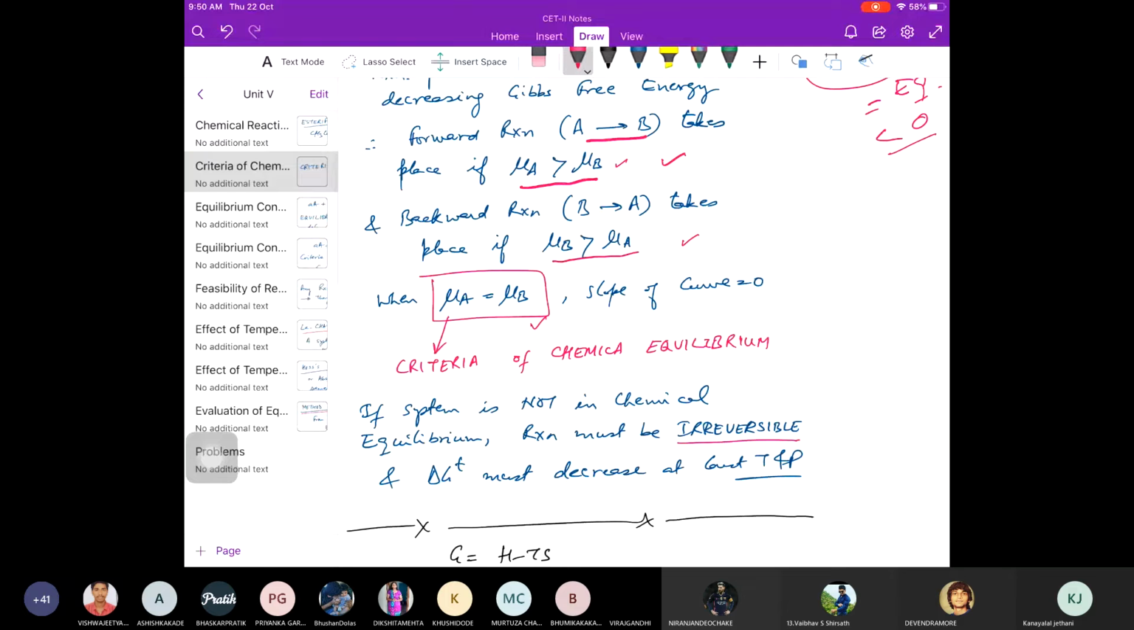ठीक है? So this is a case of reversible reaction. If the system is not in equilibrium, the reaction must be irreversible. There are many irreversible reactions. Examples याद है किसी को irreversible reactions के? Anybody remembers? Formation नहीं, reaction की बात कर रहा हूँ मैं. If I take H2SO4 plus NaOH, is this reversible reaction?